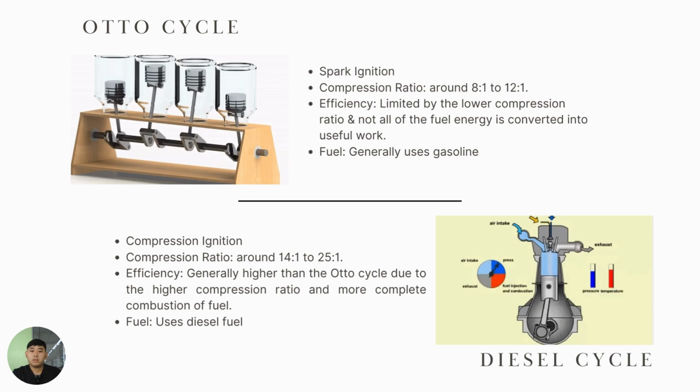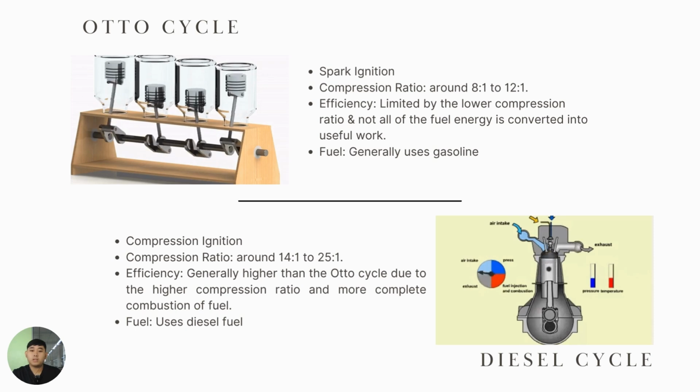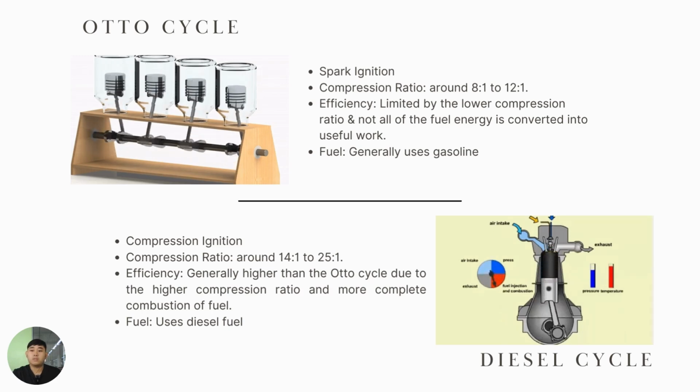The Otto cycle uses a spark plug to ignite the air-fuel mixture, and its compression ratio is typically lower than diesel engines, usually around 8 to 1 to 12 to 1. The efficiency of the Otto cycle is limited by the low compression ratio and the fact that not all the fuel energy is converted into useful work. The Otto cycle generally uses gasoline, which is volatile and has a high octane rating to prevent knocking.